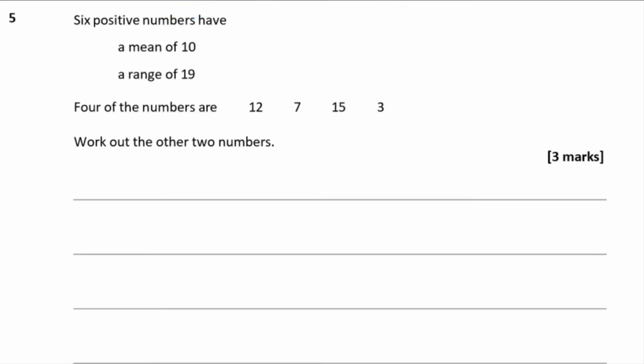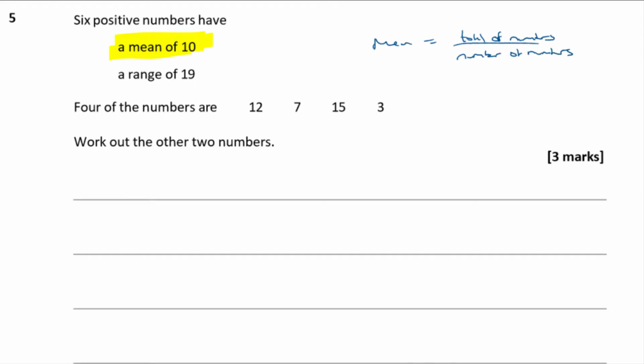Question 5. 6 positive numbers have a mean of 10, a range of 19. 4 of the numbers are 12, 7, 15 and 3. Work out the other two numbers. Right, I'm going to start with looking at the mean of 10, because I know I can work out a mean by dividing the total of all the numbers divided by the number of numbers.